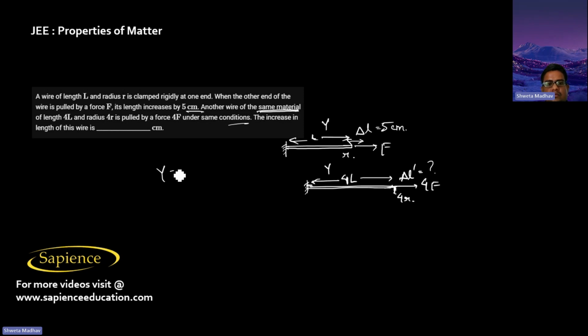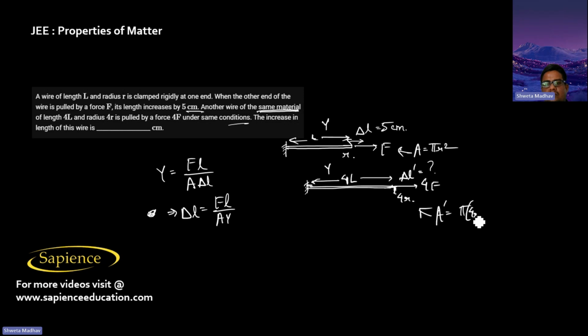So you can say Y will be equal to FL by A delta L. So now delta L is FL by AY. For the first wire, the area of cross section is pi r square. And for the second wire, the area of cross section A dash is pi into 4R whole square. And similarly L dash.